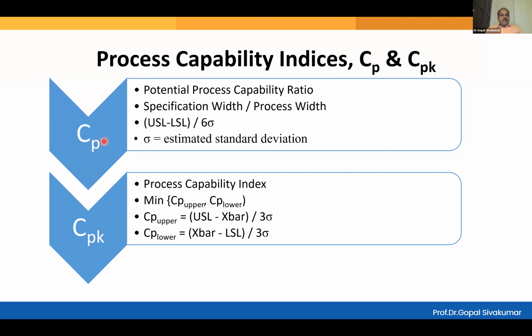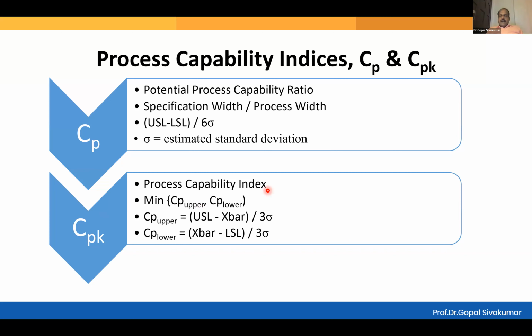So now there are two metrics, Cp and Cpk. Both are in general known as process capability indices. The first one is known as the potential process capability ratio. The second one is known as the process capability index. All of you, do you remember our car parking example? Yes.